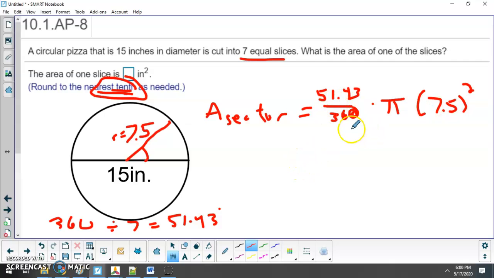So, what I would do then is just put it all into your calculator. Okay, 51.43 divided by 360 times pi times 7.5 squared. All right, and then you should get an answer around 25. Okay, and then you got to make sure it's to the nearest tenth. So you have to be a little bit more precise than that.